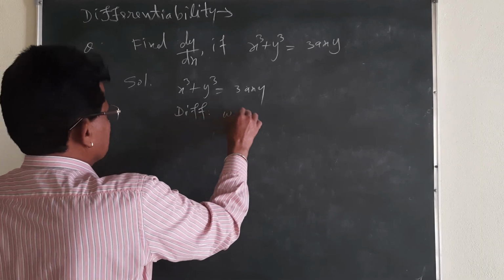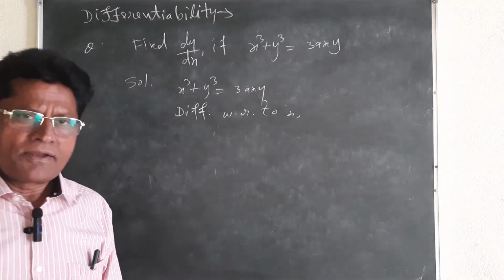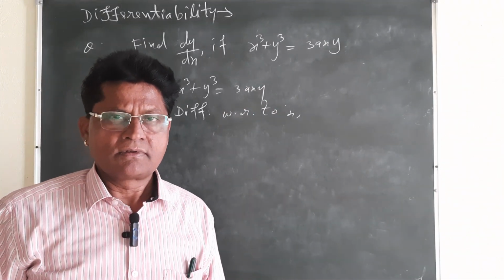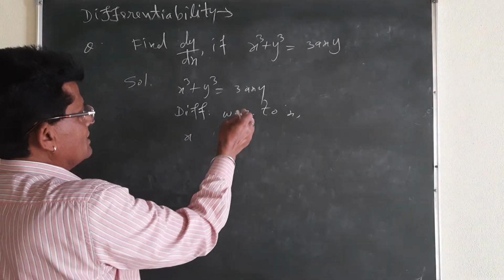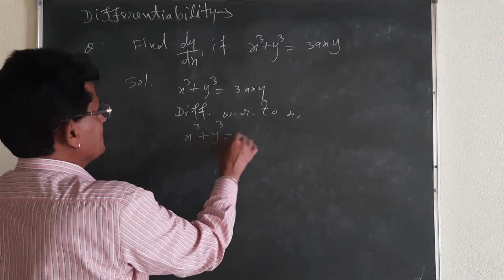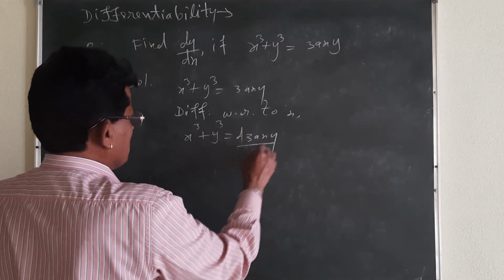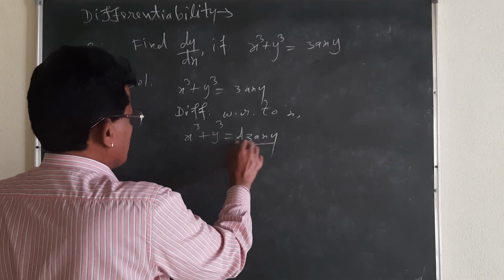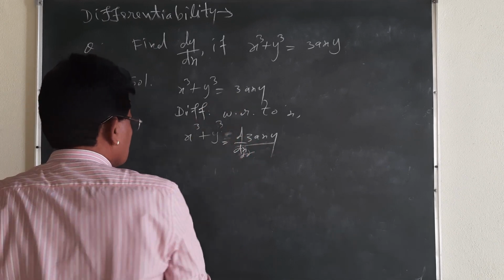Differentiate with respect to x. Very simple but very important question. How is it important? Because you see, x to the power 3 plus y to the power 3 will be equal to 3axy. And I am just going to take the differentiation of this. d upon dx on both the sides we have to take.